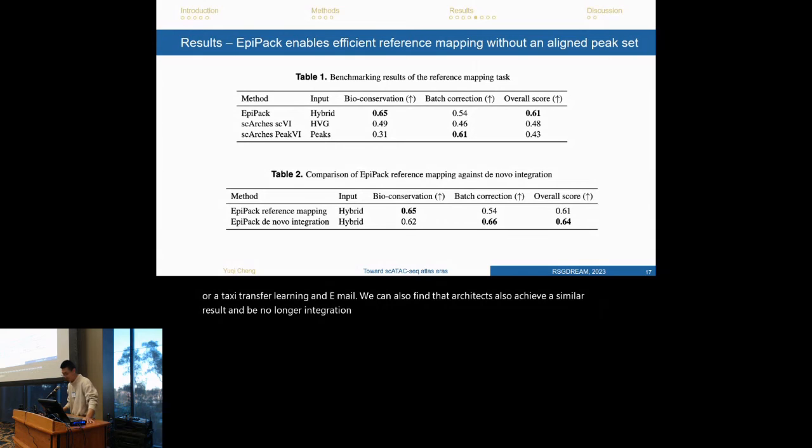Table 2 shows a comparison between the transfer learning of ATAC-seq and de novo integration of ATAC-seq. And this result shows that the design of APAC provides a model of better capability for single-cell ATAC-seq reference mapping. And if we successfully map new query data to the common latent space, we can then transfer cell type.